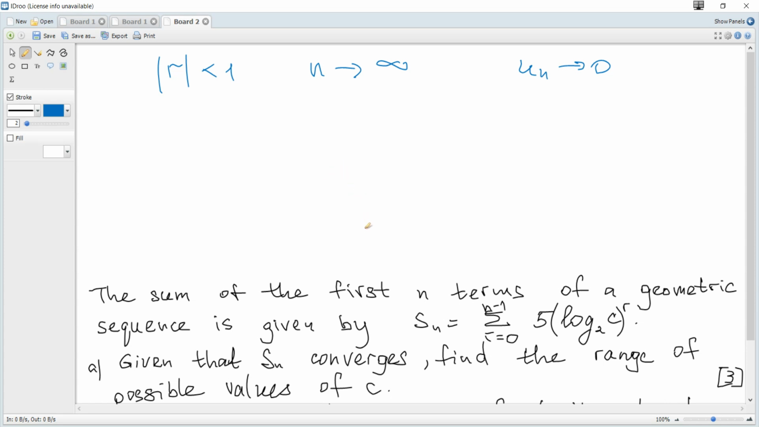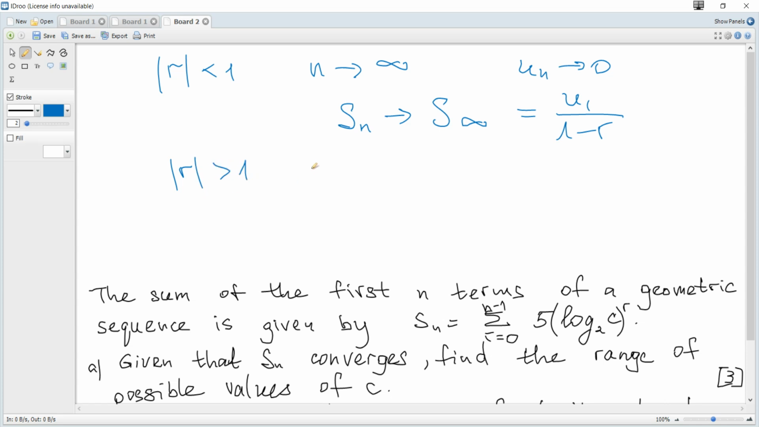And if we talk about the sum, it also tends to some value. And what is this value? It's the sum to infinity, which is u1 over 1 minus the ratio. So the limit for the sum also exists, and we say that Sn converges.